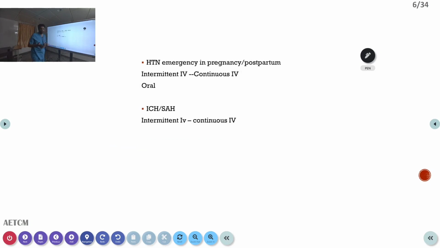It can also be used in hypertensive emergency in pregnancy and postpartum. Intermittent IV can be tried initially, and if that doesn't work, we'll go with the continuous IV. It can also be used as an oral drug. The same Labetalol can also be used in intracerebral hemorrhage and subarachnoid hemorrhage. Here also we'll try to control the BP with intermittent bolus doses, and if it is not controlling, we'll start the continuous dose.